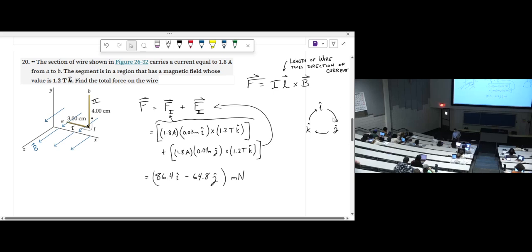Any questions on this one? Just for completeness' sake, in what direction on this graph here would this force be acting on the, well, what am I trying to say? On the wire segments here. Yeah, Henry.